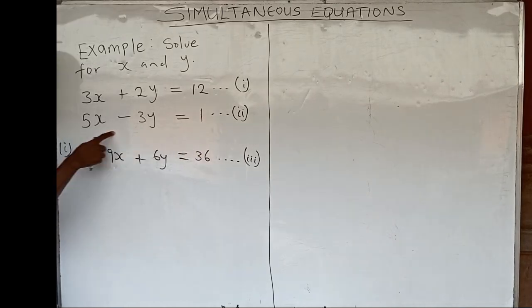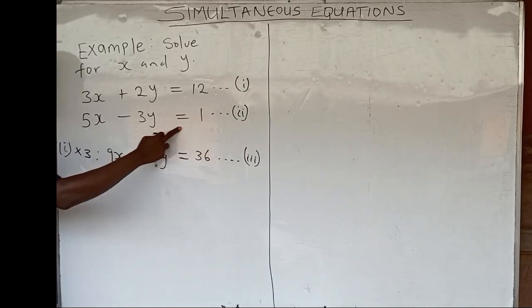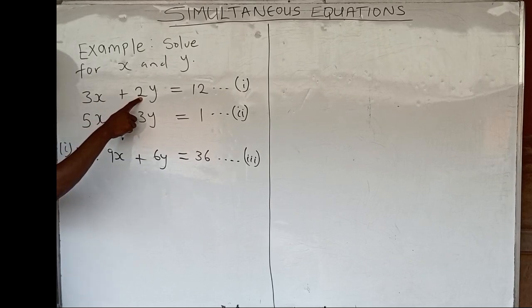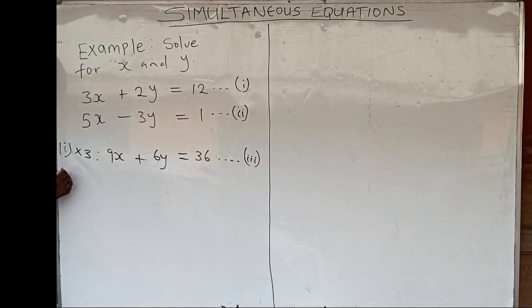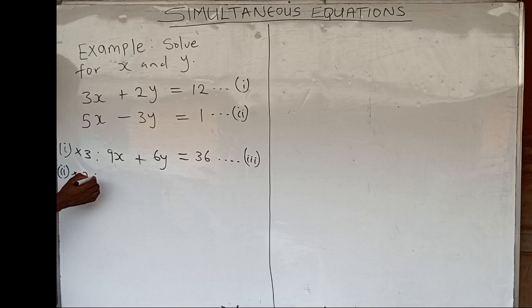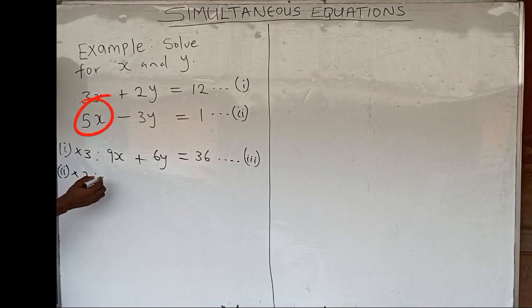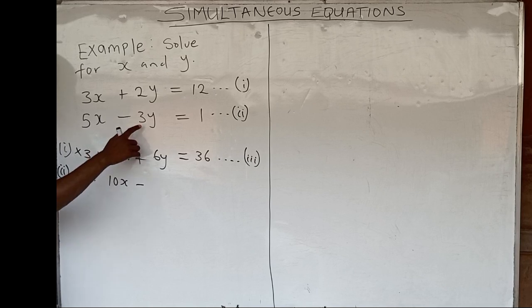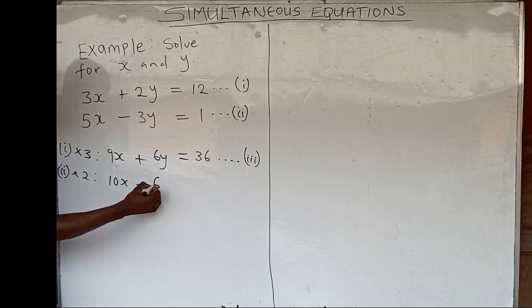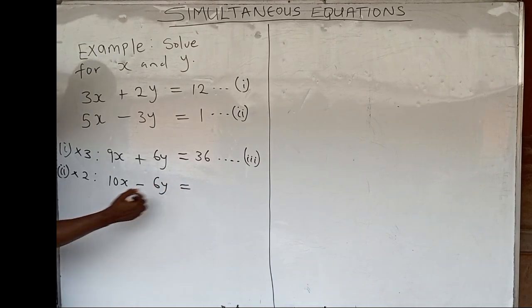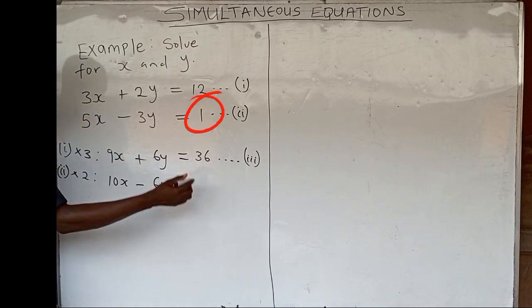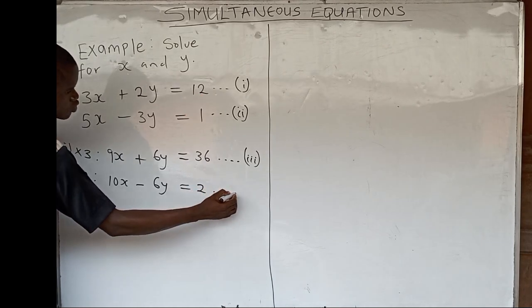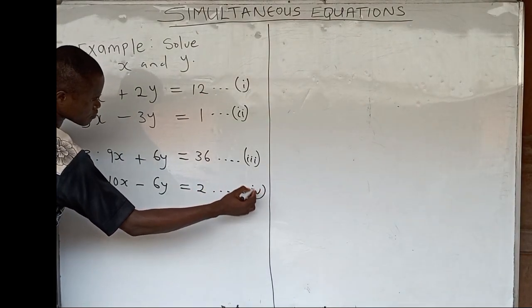For equation 2, we are going to multiply everything in equation 2 by 2. So it becomes equation 2 times 2. 2 times 5x will give us 10x. This is minus, all right? Minus 2 times 3y will give us 6y, equal to 2 times 1, which gives us 2. So this is equation 4.